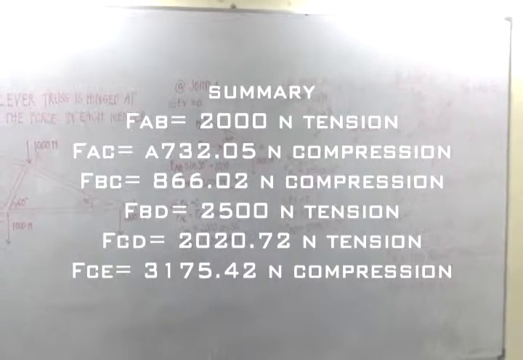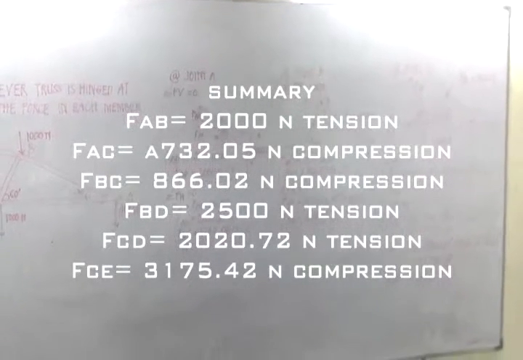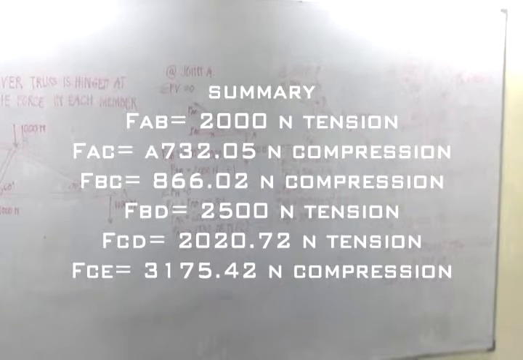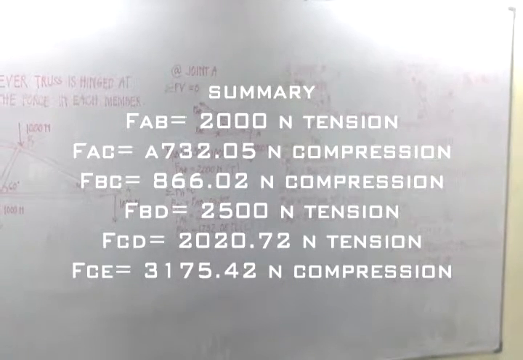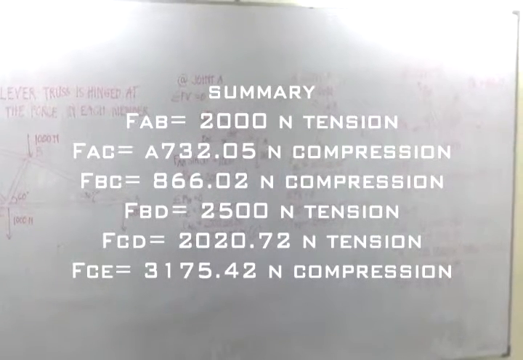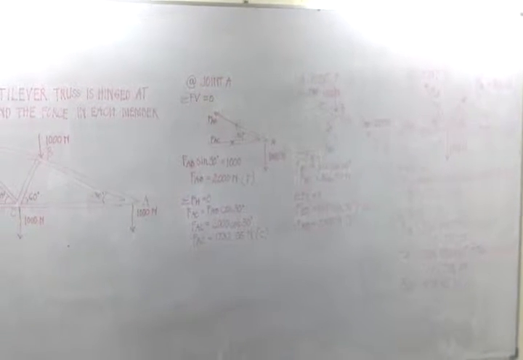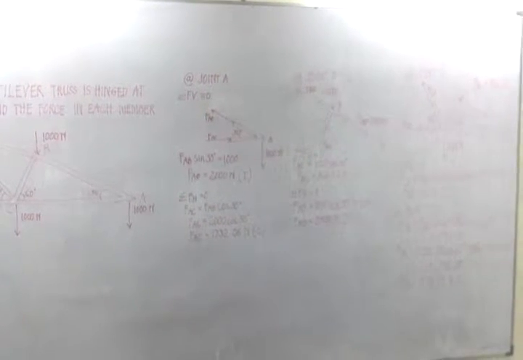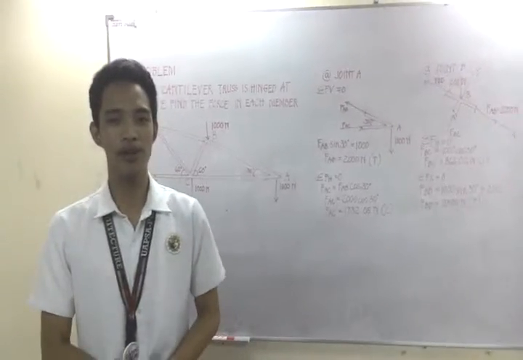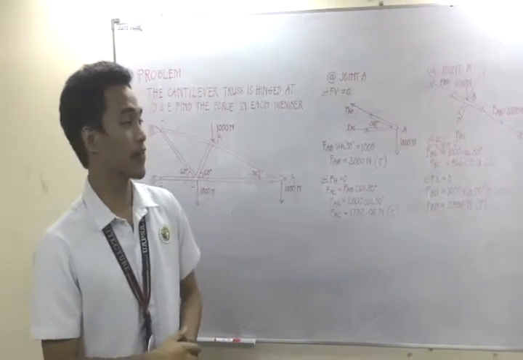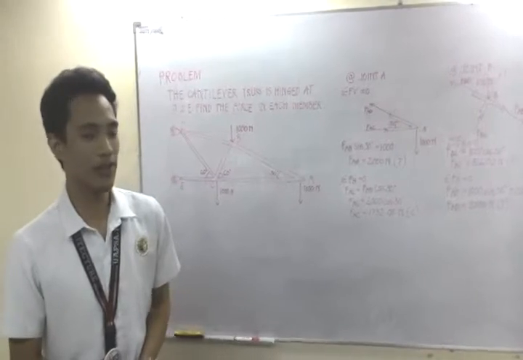The force CD is equal to 2020.72 Newton, which is a tension. And the force CE is equal to 3,175.42 Newton, which is a compression. So that's how you find the forces acting on each member of the cantilever truss using the method of joints.